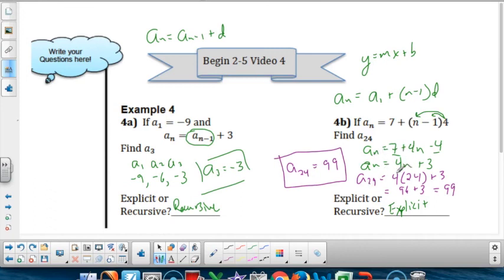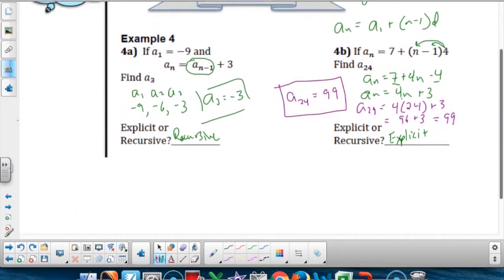Do not try to sit and count out to the 24th term, guys. You will make a mistake. You'll count an extra one or skip over one, or you'll accidentally add 4 somewhere and then 3 the next term or something like that. Use the explicit formula. It's a powerful tool to have in your tool belt.